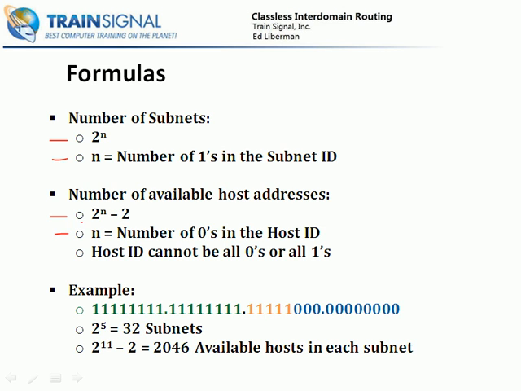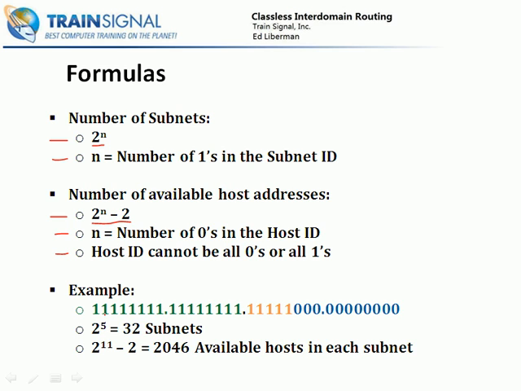And the reason that this is 2 to the n for subnets, and this is 2 to the n minus 2, is because of the host ID. In past videos I mentioned it cannot be all zeros or all 255s, but that was in decimal. Now that we're looking at it in binary, we see that the reality is that the host ID cannot be all zeros or all ones. And so those are the two choices that we would lose, and that's the minus 2.